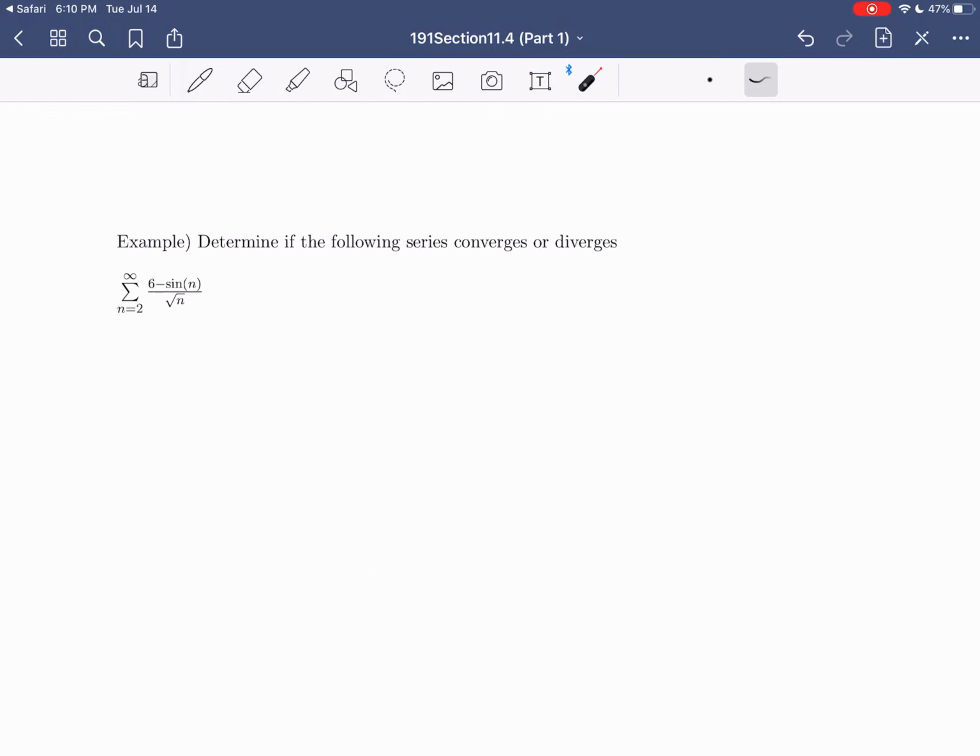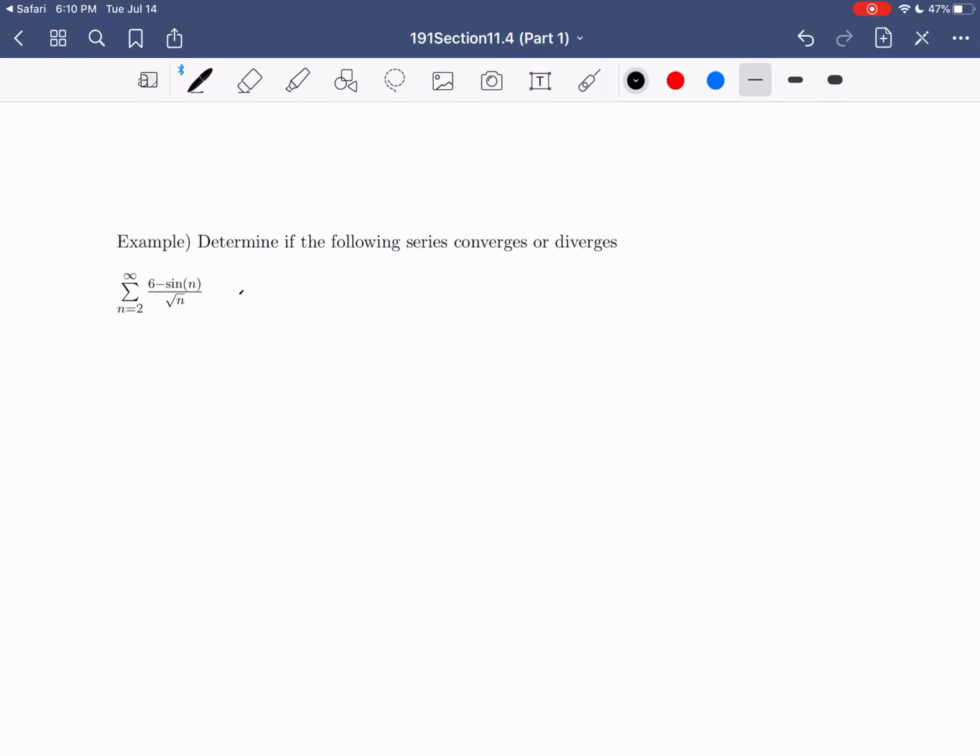So we're going to try to determine if the following series converges or diverges. We have the sum from n equals 2 to infinity of (6 minus sine n) over the square root of n. And by bounded functions, sine of n, cosine of n, arctangent, arcsine, arccos, those are all great examples of bounded functions. They're functions that live in a certain range. So how does direct comparison help us here?